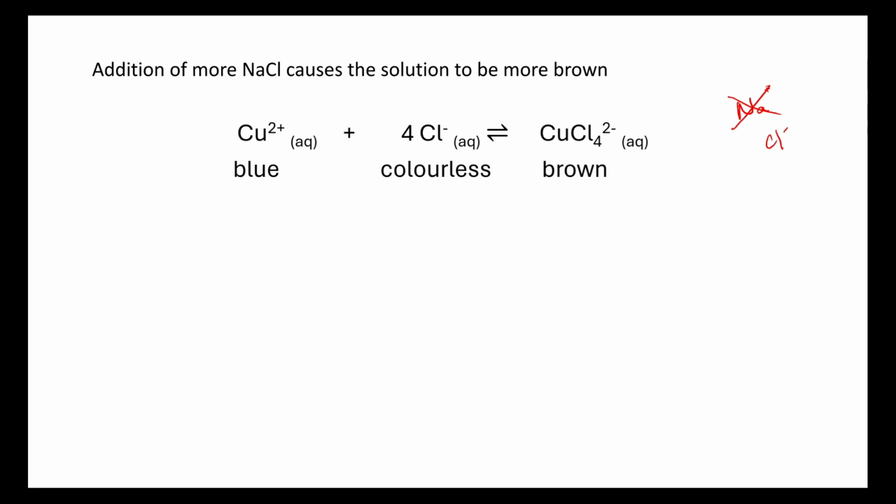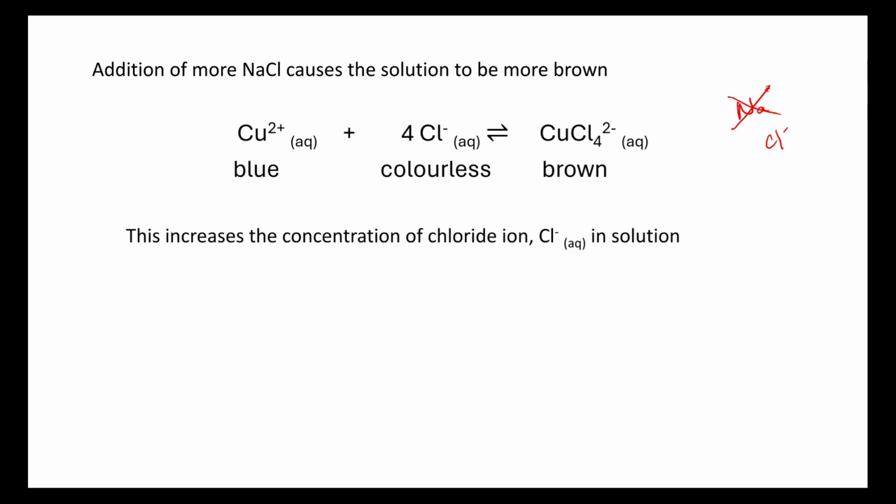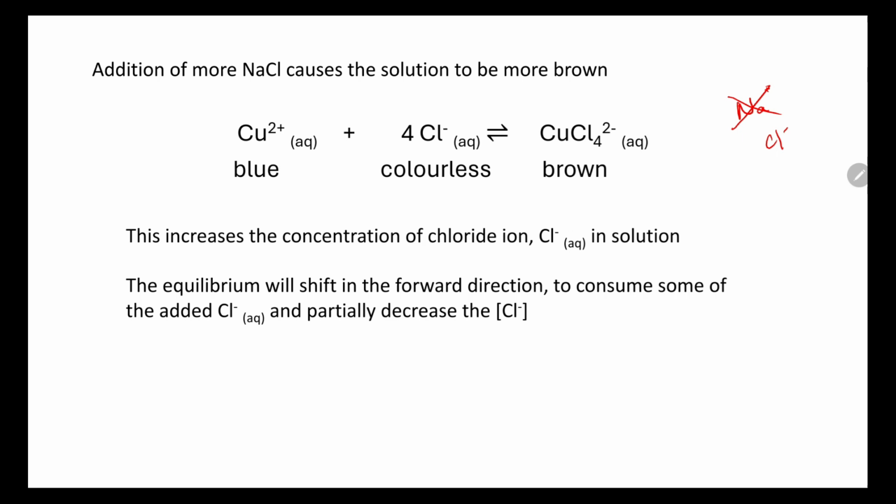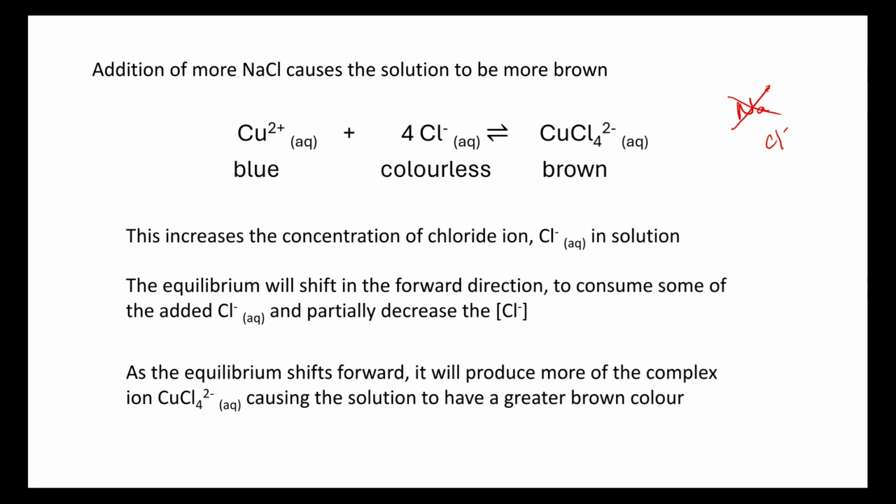But what we notice is that chloride ion is in my original equilibrium, and so the addition of sodium chloride to my solution would increase the concentration of my chloride ion. As a result, my main equilibrium will shift in the forward direction to consume some of my chloride ion and partially decrease it. So this is straightforward, where we add an entity that's in our original equilibrium. When it shifts forward, it's going to produce more of my complex ion, which will generate a greater brown color. So now that ties it back to our observation.